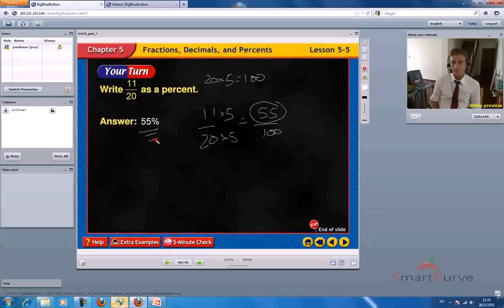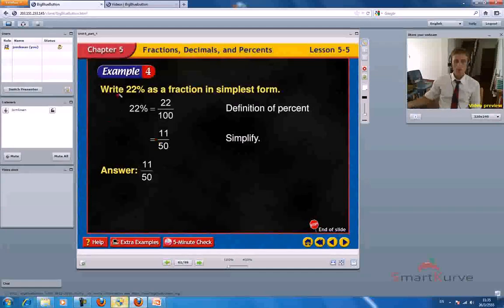Write 11 over 20 as a percent. Well, 20 times 5 equals 100. So multiply the bottom and the top by 5. You then get 55 over 100. So 11 over 20 as a percent is 55%.